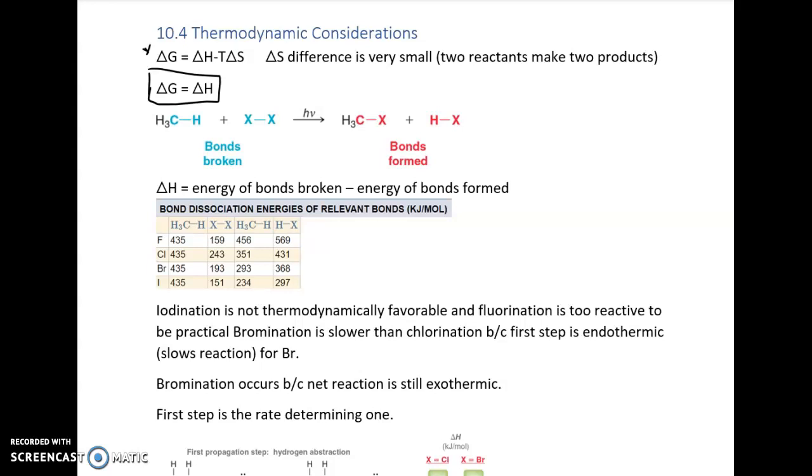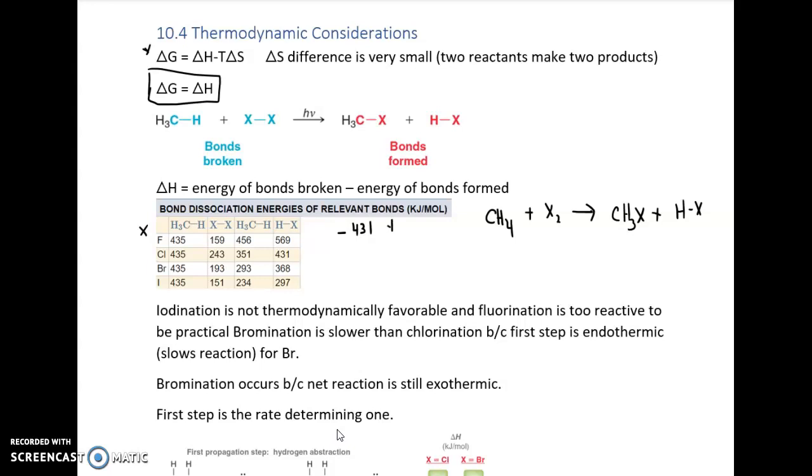good enough for us. Okay, so we know, of course, that the delta H is equal to the energy of the bonds broken minus the energy of the bonds formed. And if we calculate a radical halogenation of methane, and using these numbers, we come up with fluorine having a delta H of minus 431.